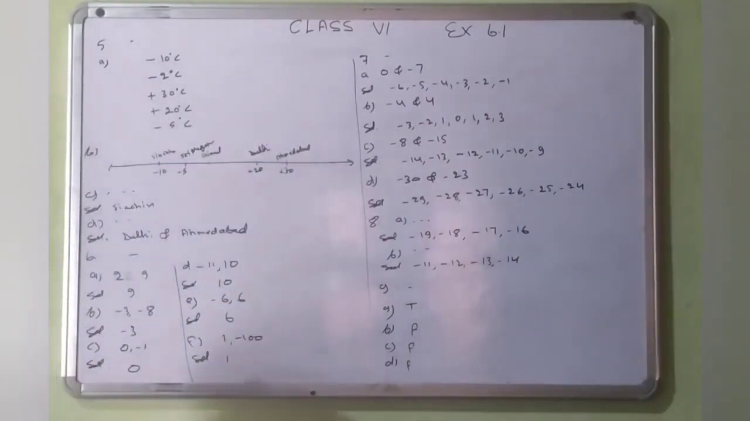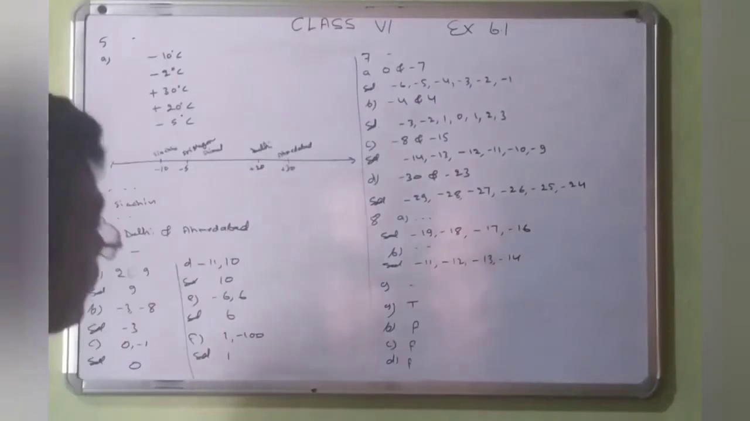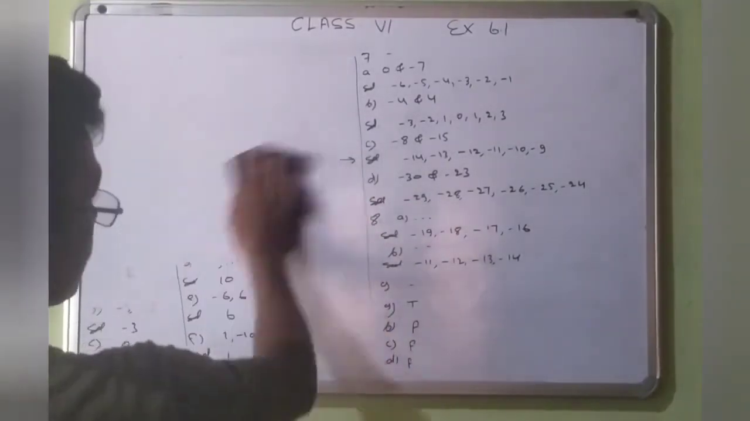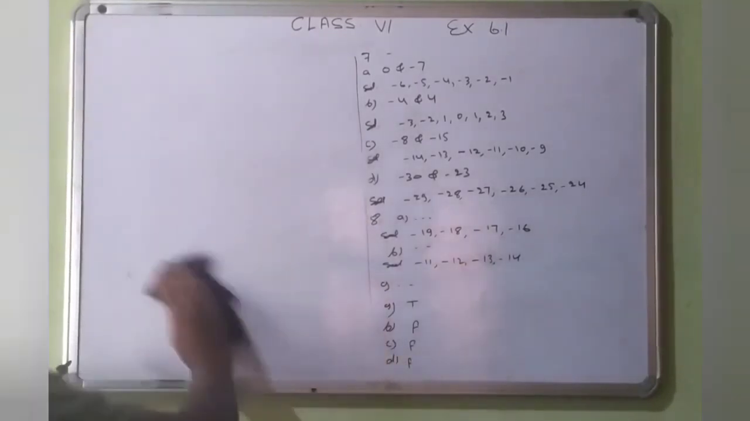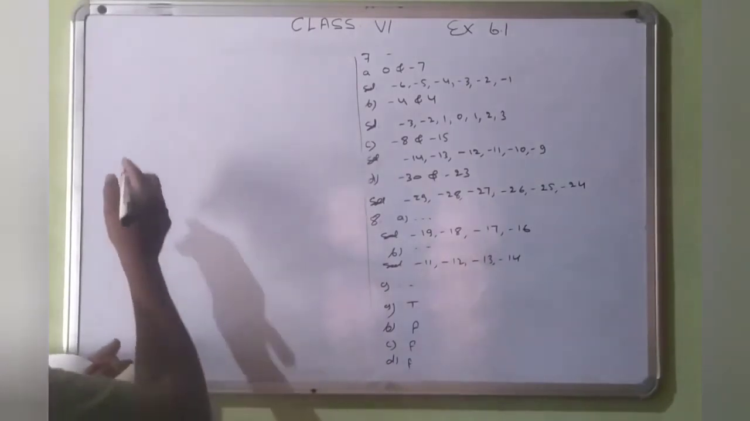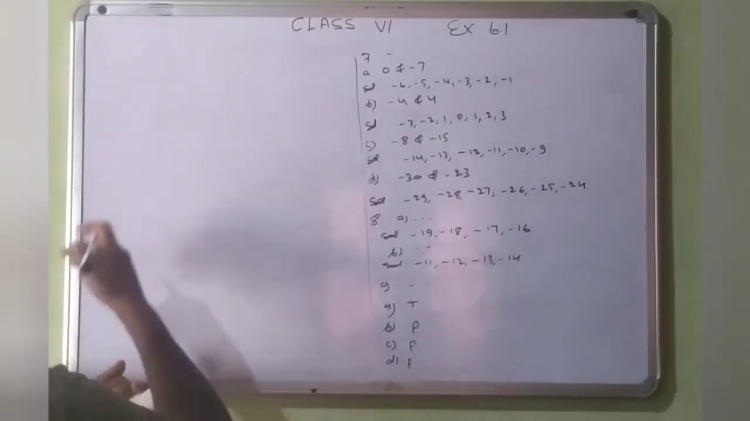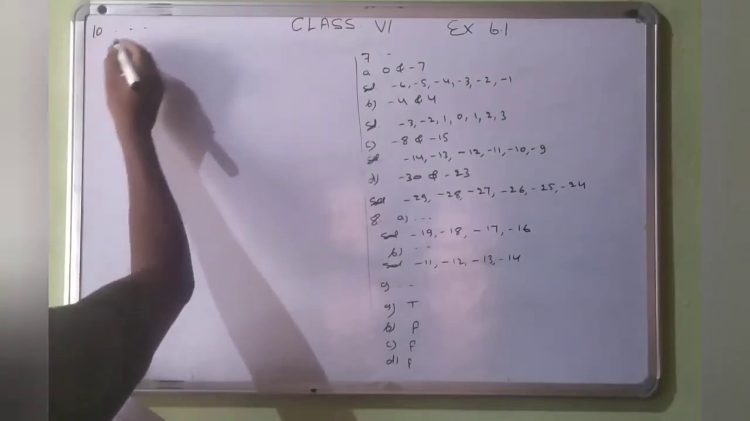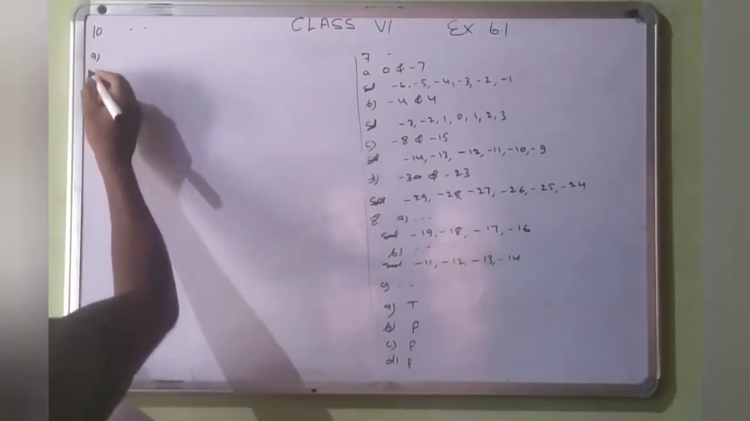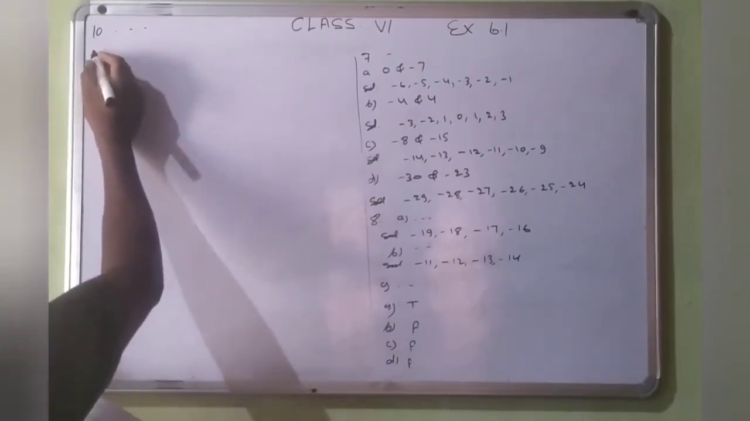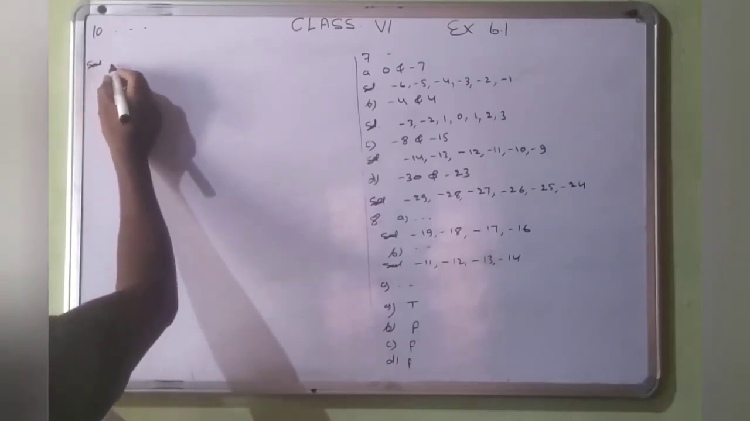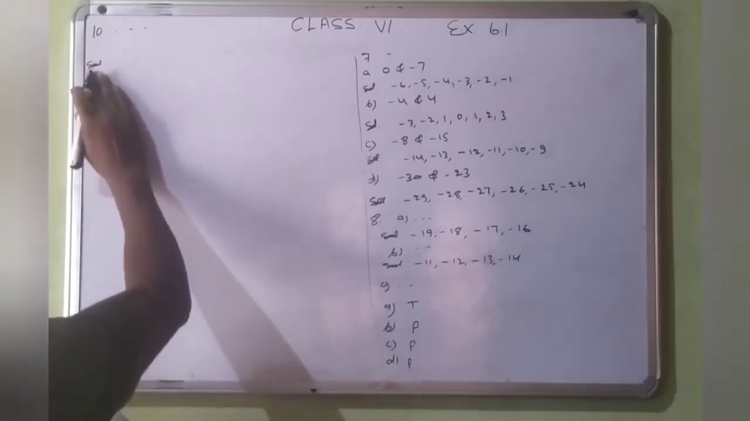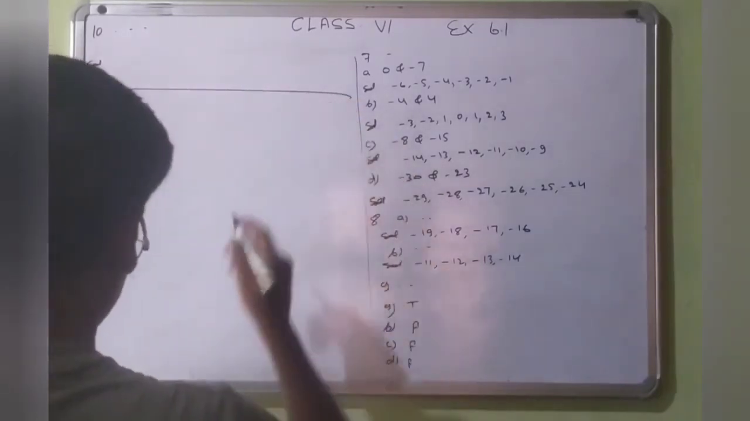And then last question, 10th question. Draw a number line and answer the following. We can draw here a number line. Solution A. First of all, we draw the number line.